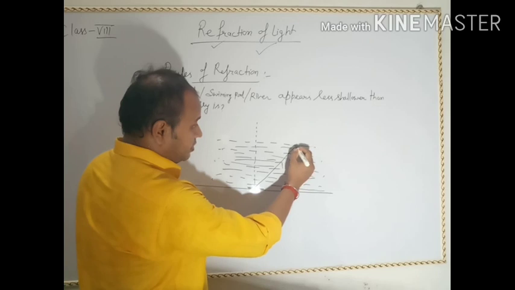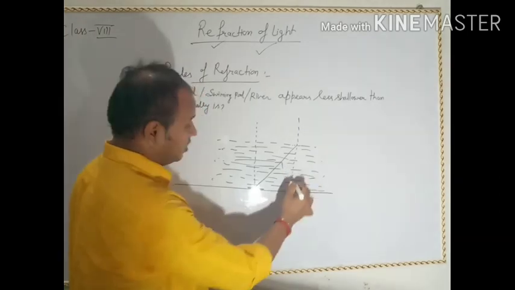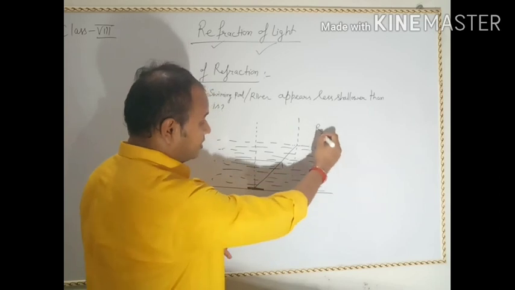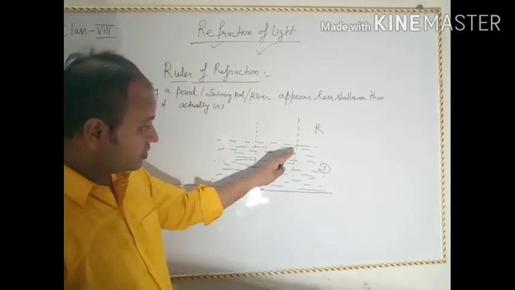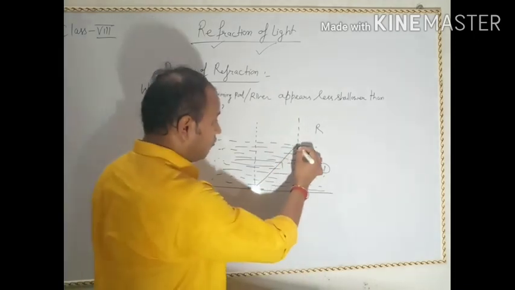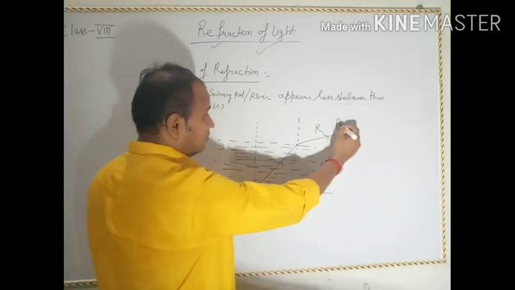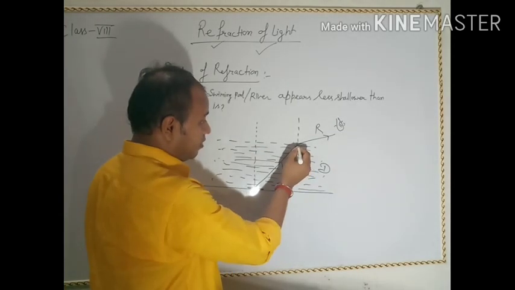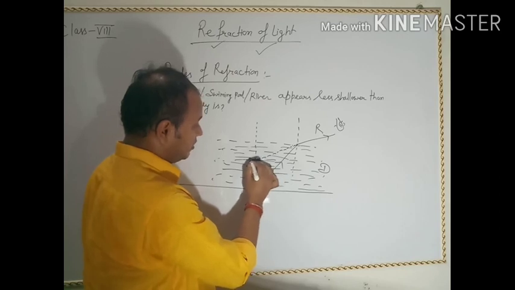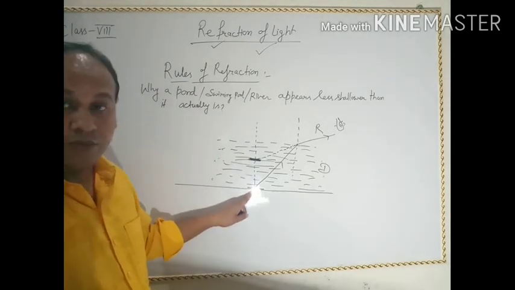Now this is the point of incidence for this ray, and at this point of incidence again we have one normal, and this is the denser medium and this is the rarer medium, and here the ray of light is entering from denser to rarer. So when a ray of light enters from denser to rarer, it goes away from the normal, and when it goes away from the normal, the observer will see that this ray appears to be coming from this point, and this point will be the image of the bottom end.